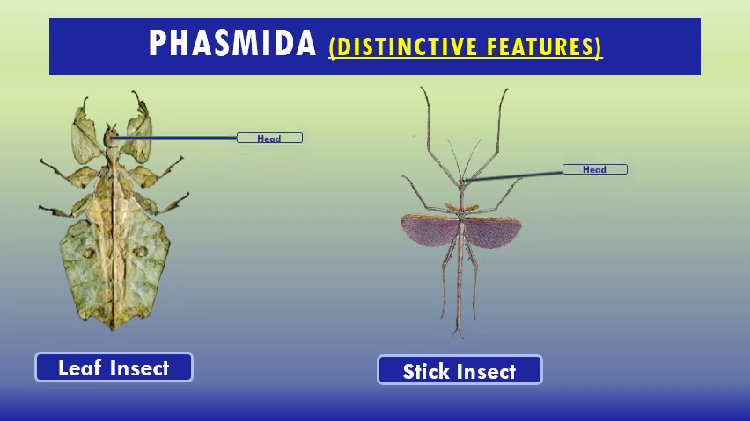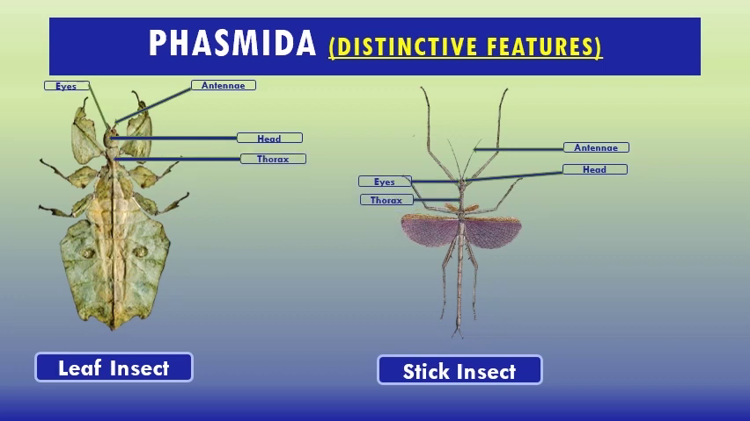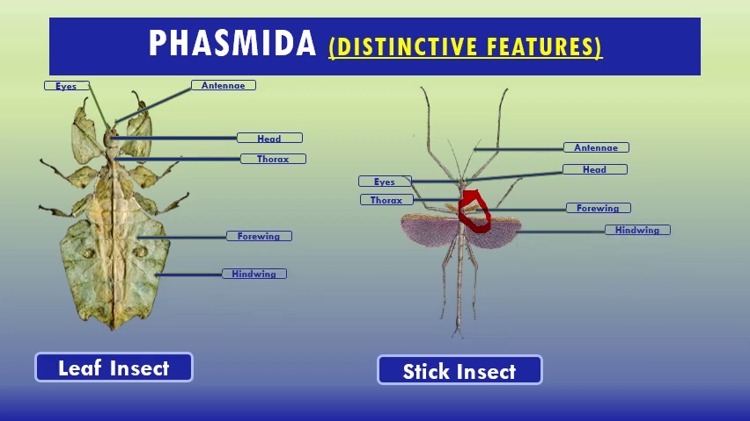Now some parts. Now this is head. These are antennae, eyes. Now thorax of both insects. Now this is forewing. Stick insects have the smaller one, as you can see here. I can show you this one here. This is smaller. This is hind wing.